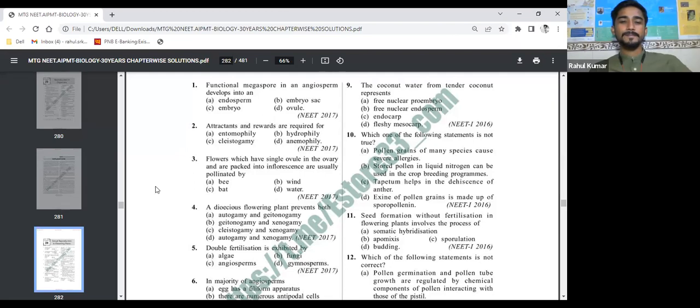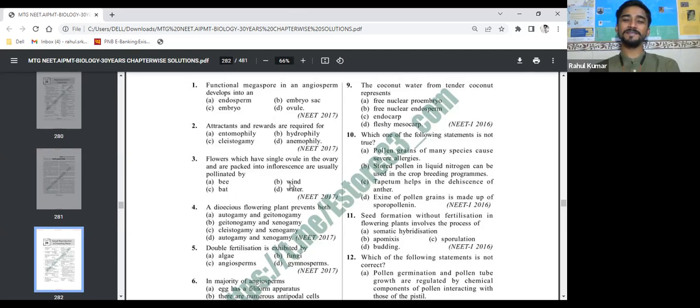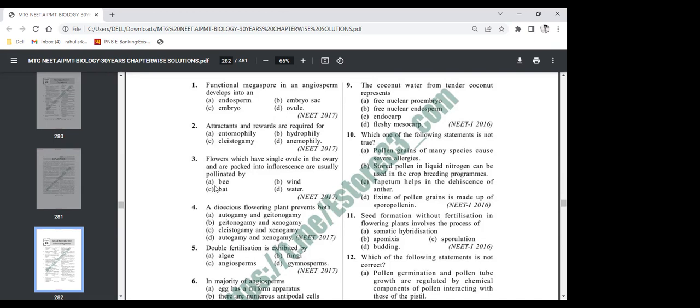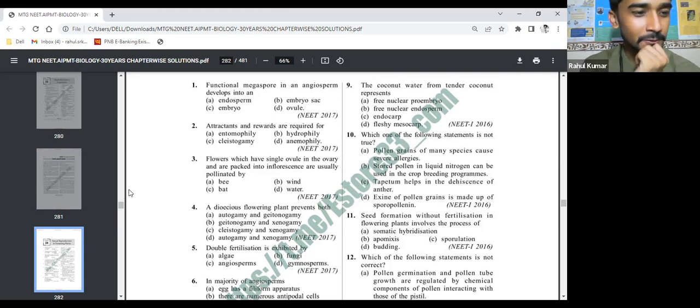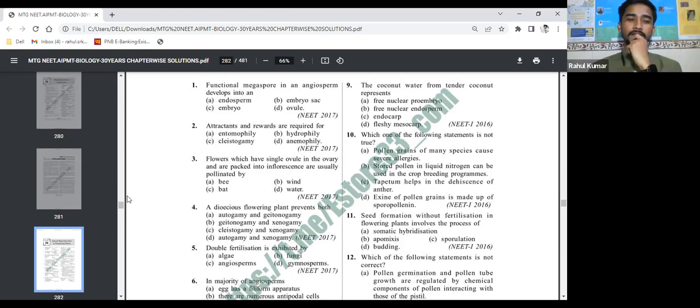Yes, please. Flowers which have single ovule in the ovary are packed into inflorescence are usually pollinated by: option A, bee, or option B, wind? Which B? Option A. Okay, and you, Aisha? Wind. B, wind. Why do you think it's wind, Aisha?